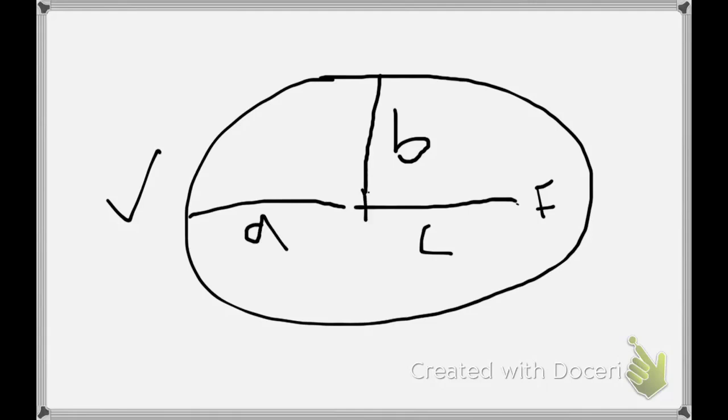So here's our ellipse with the horizontal major axis. A is, again, the distance from the center to the vertex. B is the length from the center to a co-vertex, and C is the length from the center to a focus. This represents A as well, so that's how you know that C squared equals A squared minus B squared, just by the Pythagorean theorem.